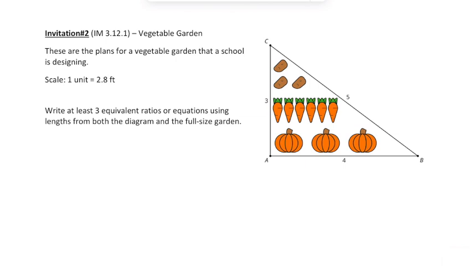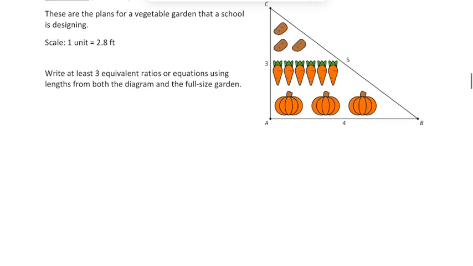These are the plans for a vegetable garden that a school is designing. The scale is 1 unit to 2.8 feet. Write at least 3 equivalent ratios or equations using lengths from both the diagram and the full-size render.